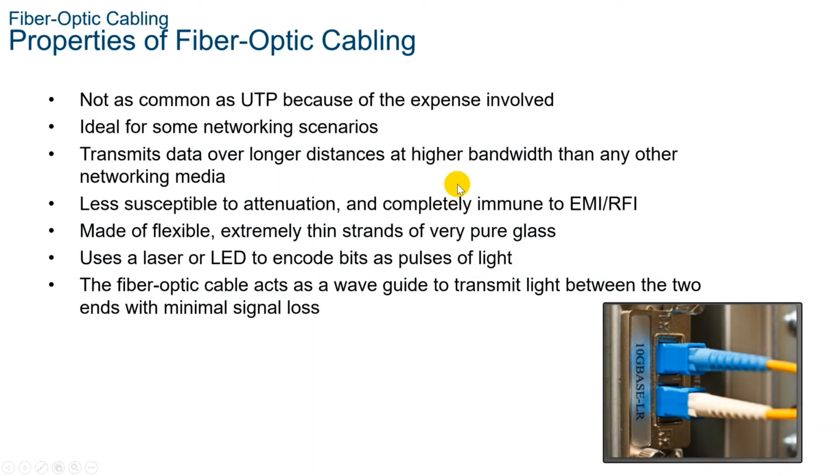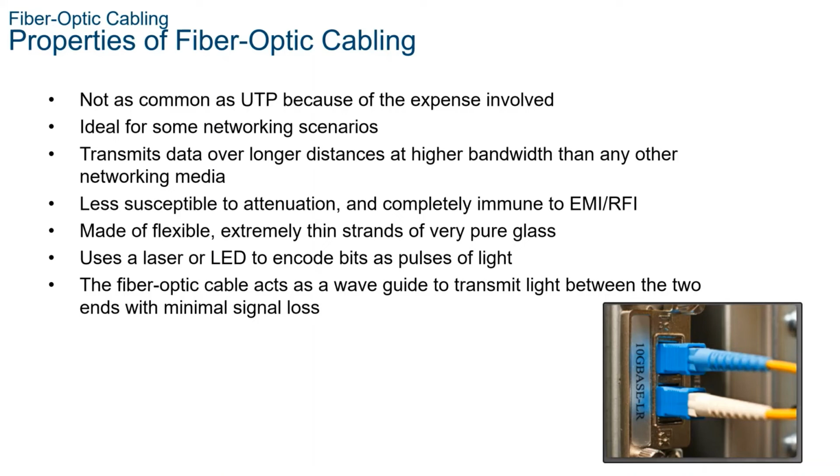As you have learned, fiber optic cabling is the other type of cabling used in networks. Fiber optic cabling has certain properties that make it the best option in certain situations, which you will discover in this topic. Fiber optic or optical fiber cable transmits data over longer distances and at higher bandwidths than any other networking media. Unlike copper wires, fiber optic cable can transmit signals with less attenuation and is completely immune to EMI and RFI.